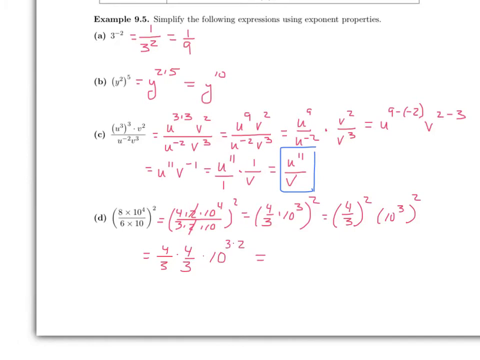And now let's perform the last multiplication. Multiply these fractions together. 4 times 4, 3 times 3. So we have 16 over 9 times 10 to the 6th. And you could leave your answer in that form if you wished.